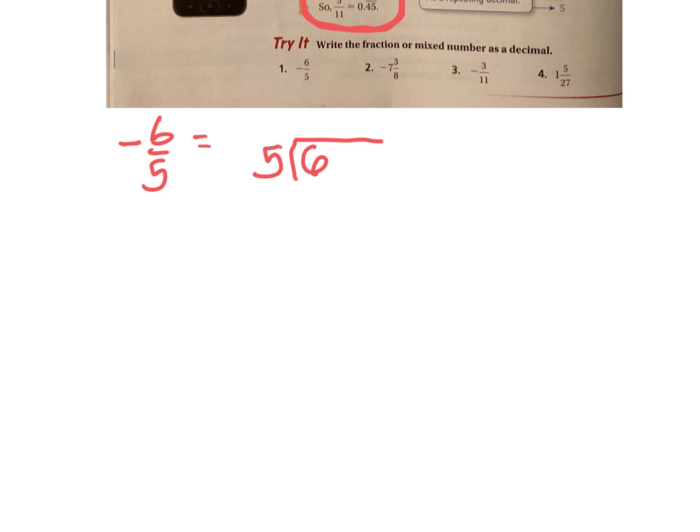Denominator goes to the side. Okay. Now, how many times does 5 go into 6? It goes in 1 time. 5, 1. Now, I don't want just 1 remainder 1 or 1 1/5. I want to get it in decimal form.